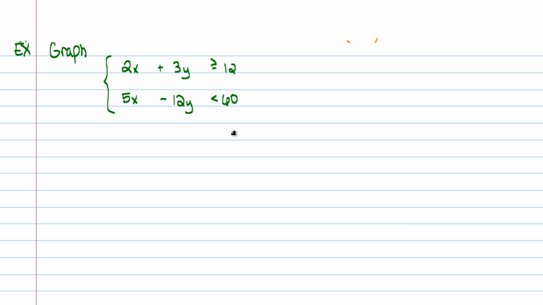For a less trivial example, we can take a look at this system of linear inequalities. We're going to go ahead and graph 2x plus 3y is greater than or equal to 12, and then 5x minus 12y is strictly less than 60. Again, I'll just do a rough graph here. This is my x-axis. This is my y-axis.